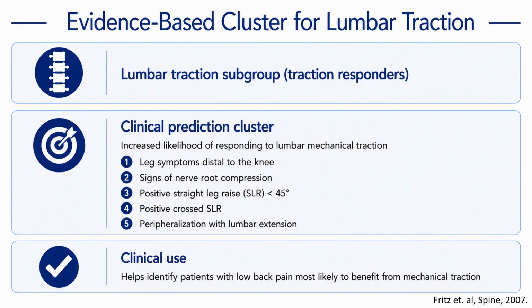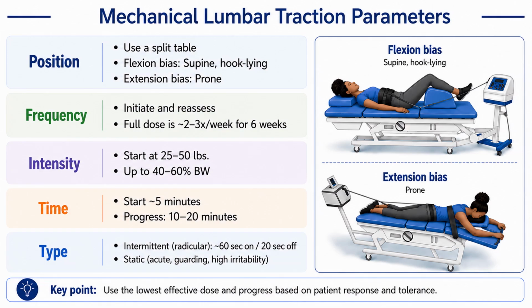This is where traction becomes useful. Traction can reduce compressive forces and help improve symptoms, allowing the patient to move back toward an extension directional preference. In fact, in the study, traction was applied in the prone position, and patients were still guided to perform extension-based movements. So rather than thinking of this as a flexion bias, it is better understood as an extension-intolerant nerve root compression pattern. Now, let's walk through lumbar traction parameters using the FIT framework.